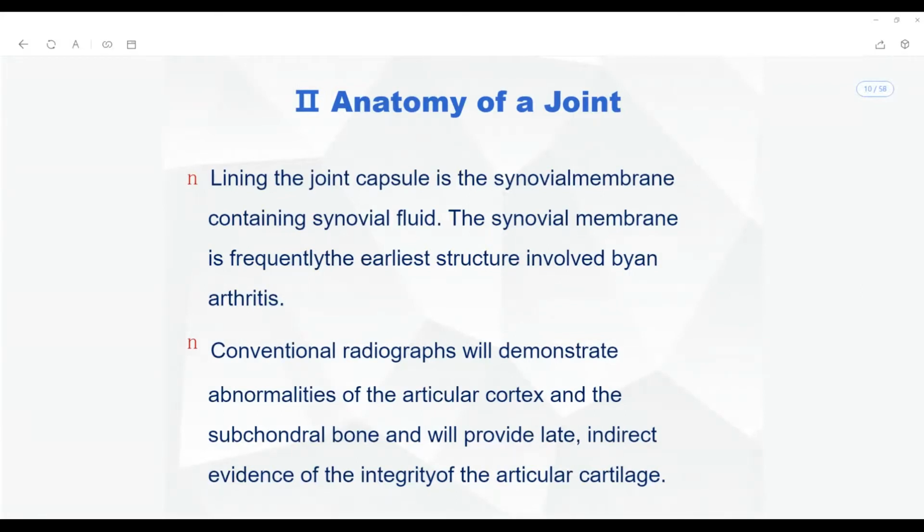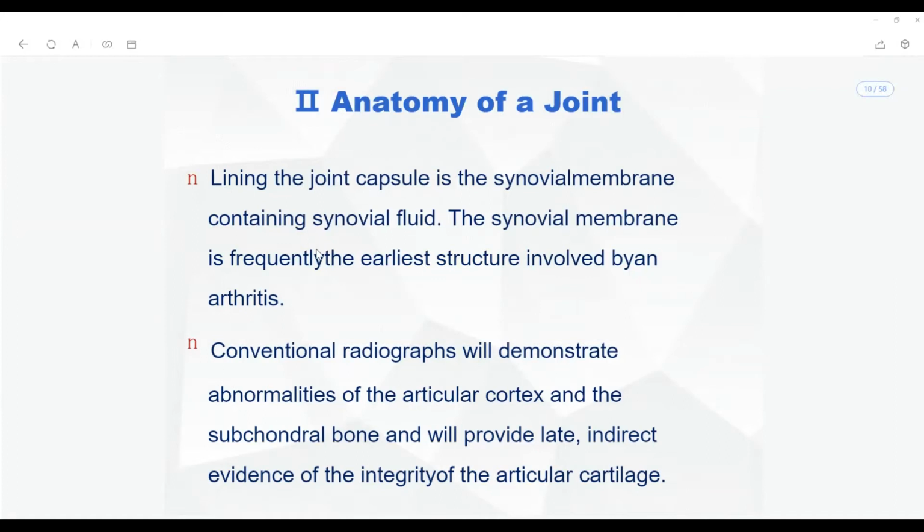Lining the joint capsule is the synovial membrane, which contains the synovial fluid. The synovial membrane is frequently the earliest structure involved in forming an arthritic reaction. So in the joint capsule there is synovial fluid, and the synovial membrane and the synovial fluid are the ones that are going to get affected in case of arthritis.